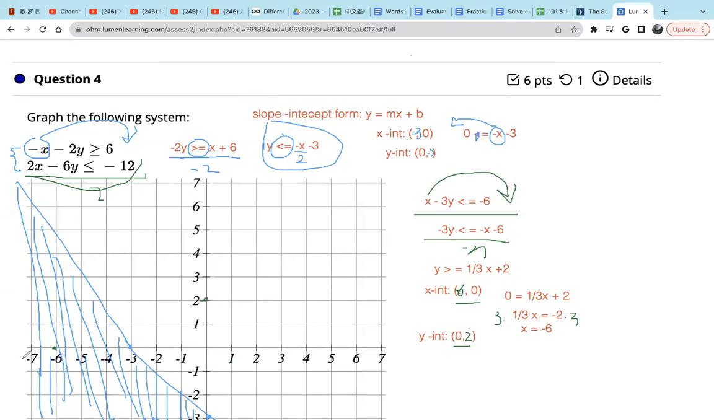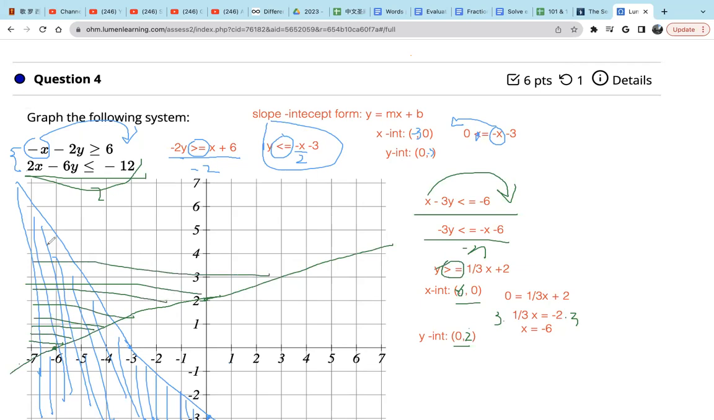So let's connect those 2 points. Because I have the equal sign in the inequality, I draw a solid line. Then I check this. This is saying y is greater than or equal to. So that means I have to shade above. Because the first one I drew vertically, this one I'm going to draw horizontally. So all those points above my green line are in the solution set, right?